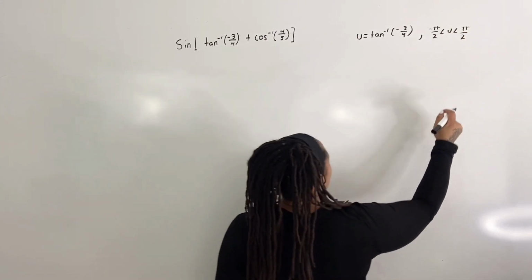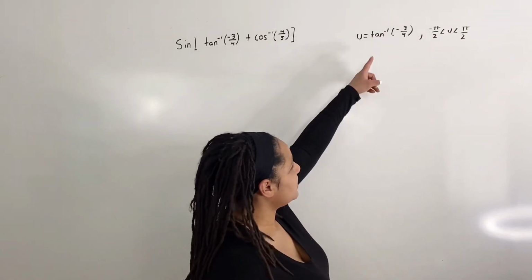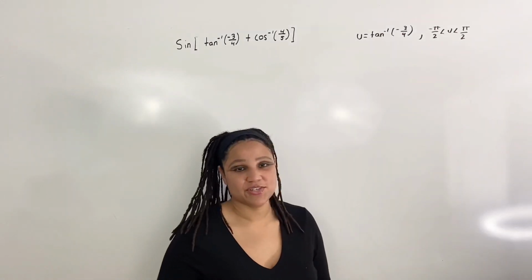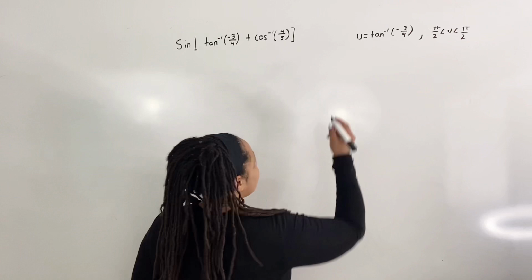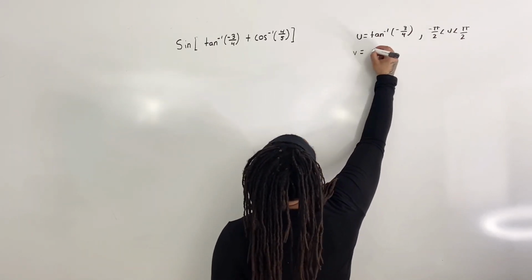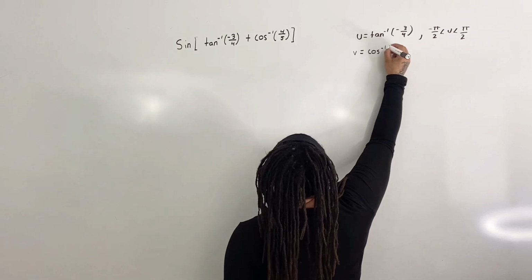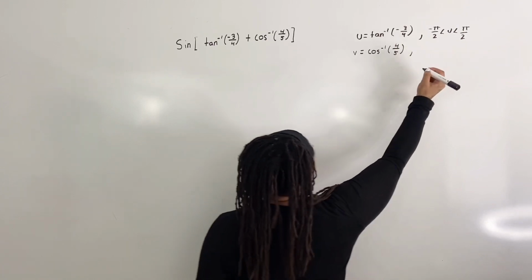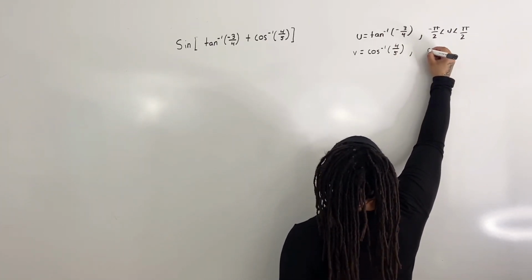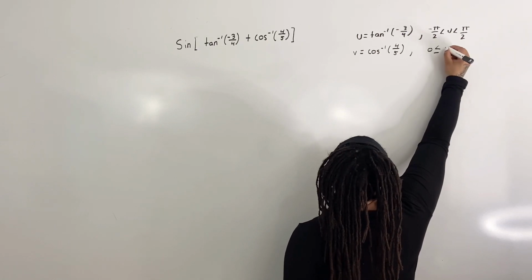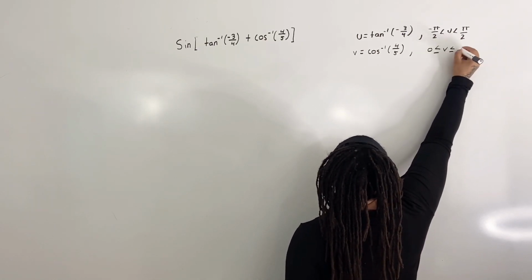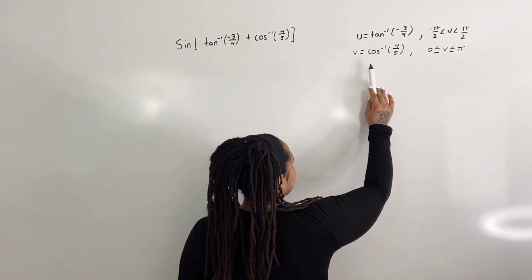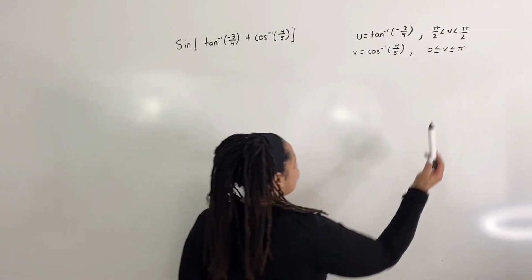And we do this because we know that the range of inverse tan is between -pi/2 to pi/2. And now I'm going to let v equal cosine inverse of 4/5, and we restrict v between 0 and pi. And we do this because we know that the range of inverse cosine is between 0 and pi.